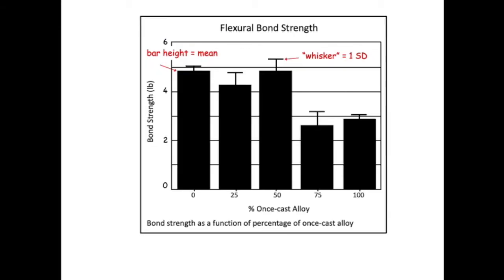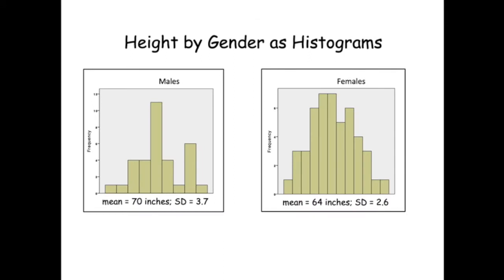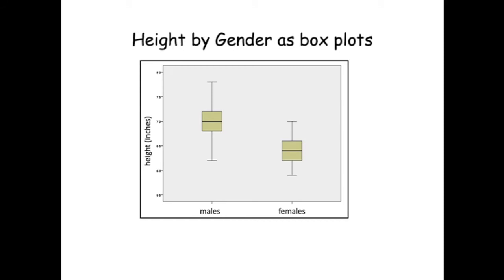This bar graph shows mean bond strength for 5 materials. The whiskers at the top of each bar indicate standard deviations. We can also describe the relationship graphically using histograms or box plots. Here, it's easy to see a difference in both central tendency and dispersion.